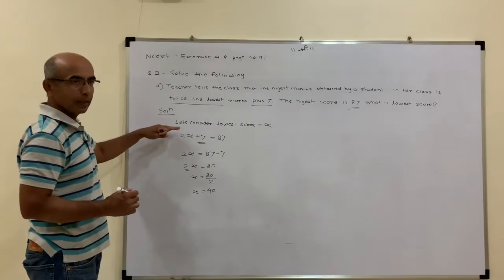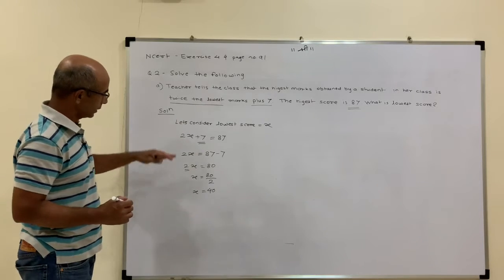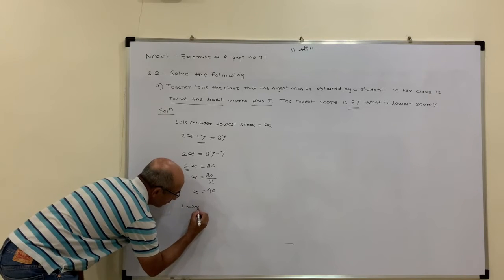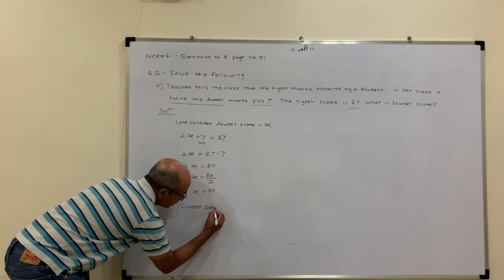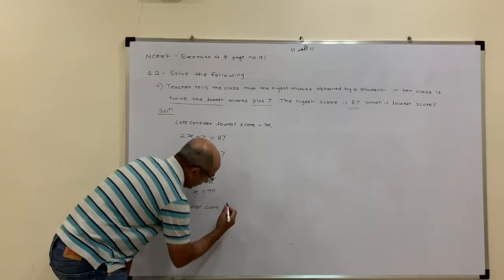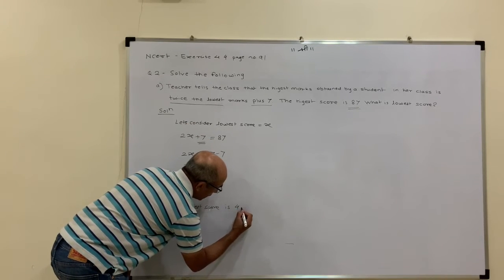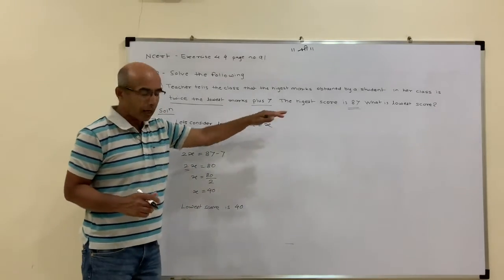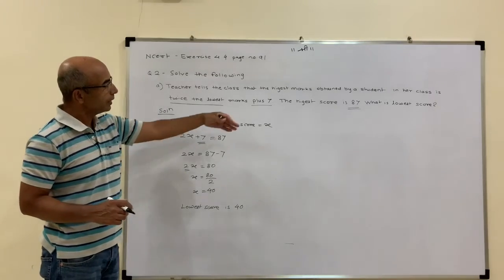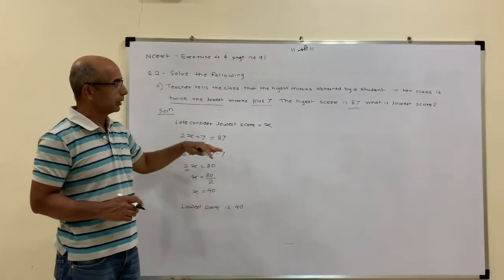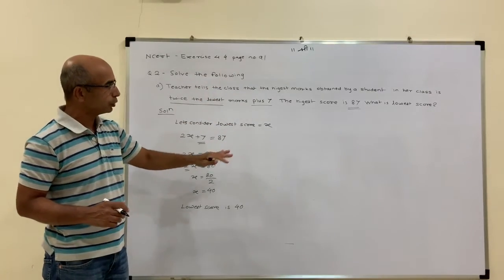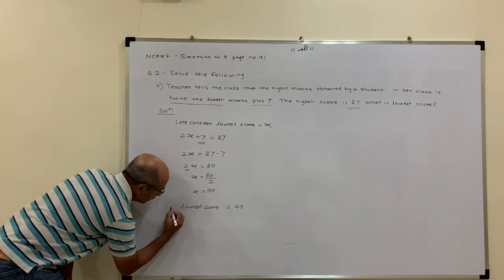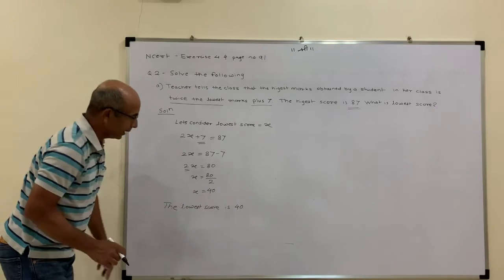So let's rewrite the answer. Let's consider, the lowest score is 40. Always when you finish the problem, you need to write the answer in word format, the way it has been asked in the question. What I have been asked is, what is the lowest score? So you need to write the lowest score. The lowest score is 40.